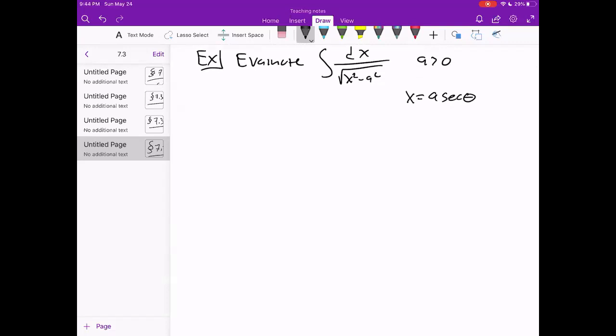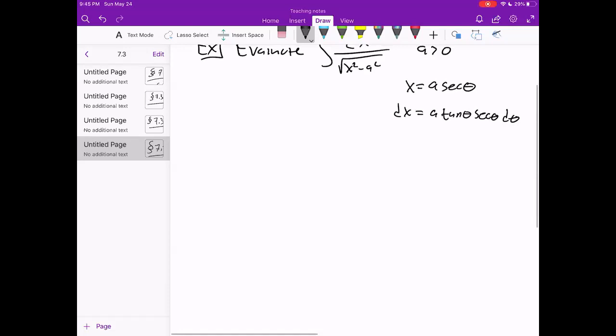And again, I'm going to go ahead and start computing. dx will be equal to the derivative of secant theta, which is tangent secant d theta. Okay. And eventually I'm going to need to solve for theta, and this is going to be the arcsecant of x over a.